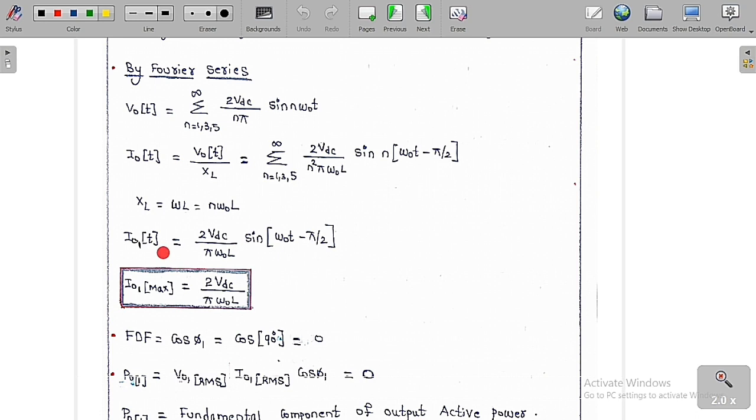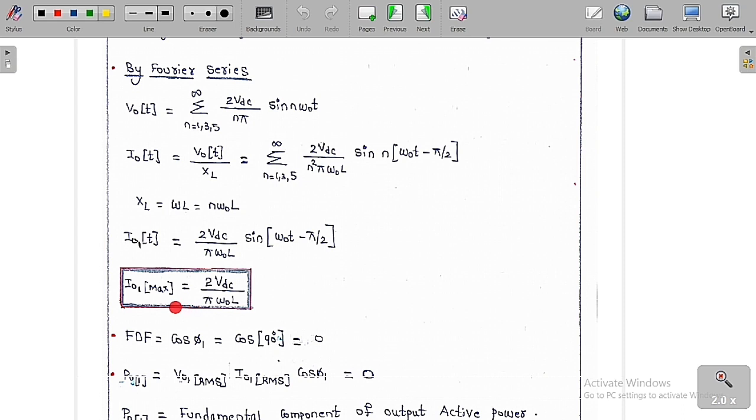Now I want to find the fundamental component of the output current. The fundamental component of the output current means substituting n is equal to 1. We are going to get 2 VDC by pi omega naught L into sine of omega naught t minus pi by 2. So this is called the fundamental component of the output current.